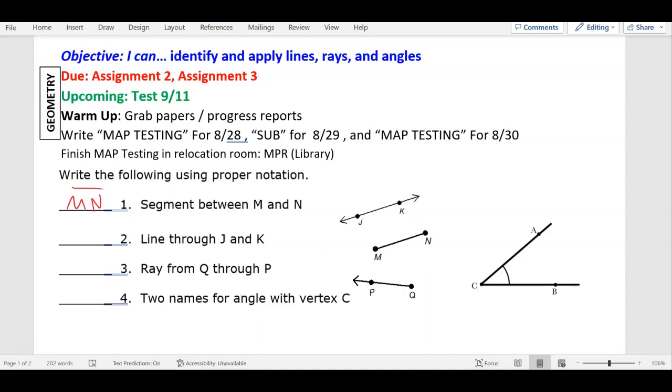Anytime you see the word segment, this is how it's supposed to look: 2 letters, no arrowheads, segment on top. Okay? What about number 2? A line through JK. That ain't no joke.